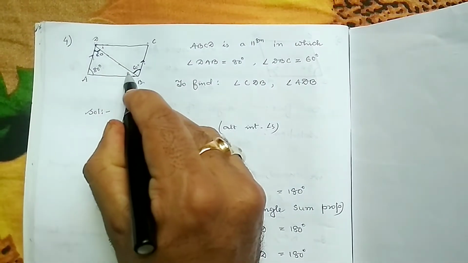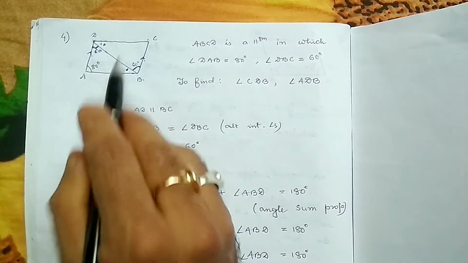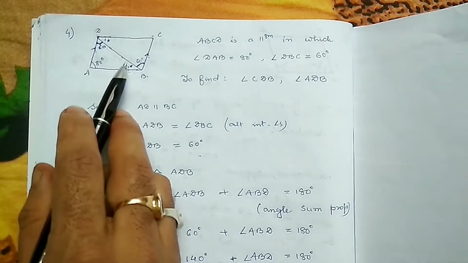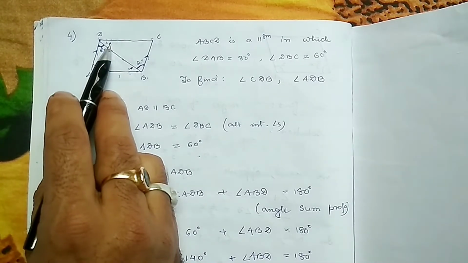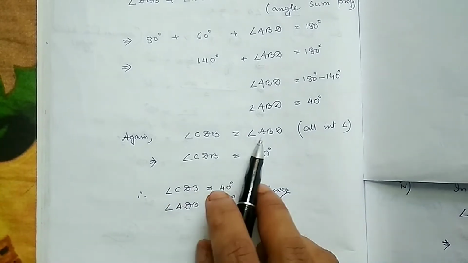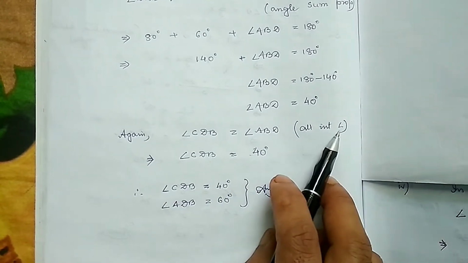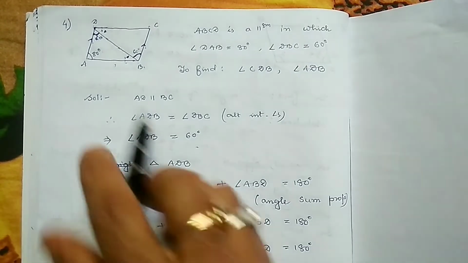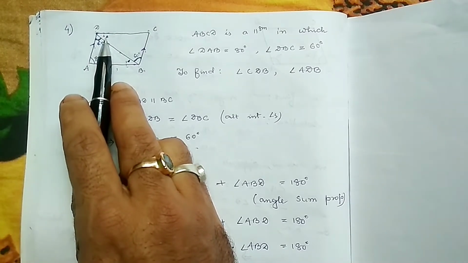Now if you see this figure, again this angle and this angle will be equal because these two lines are parallel, so these are alternate interior angles. As we got this angle to be 40, definitely this angle will be 40. Again angle CDB equals ABD, alternate interior angles, so angle CDB equals 40. That means whatever angles were required, we have already calculated. This one will be 60 and this one will be 40.